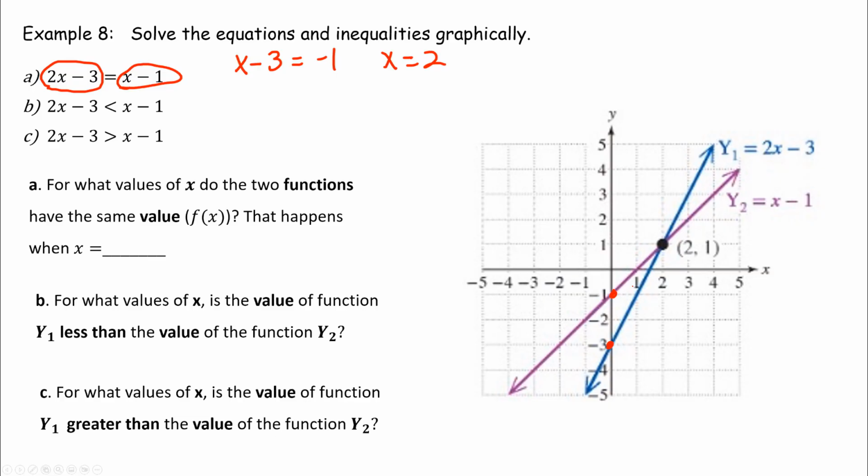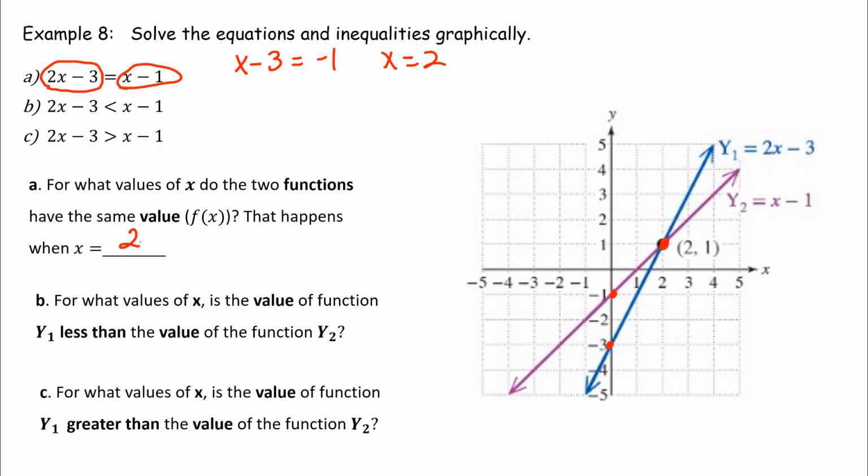So if you're asking when is 2x minus 3 equal to x minus 1 in this graphic way, then you would just say, well, it's when they cross, because that's when they have the exact same value, right there. So that is when x equals 2, which we already found algebraically. But looking at the picture, you can also see that these two lines have the same value when x equals 2. They both have the value of 1.